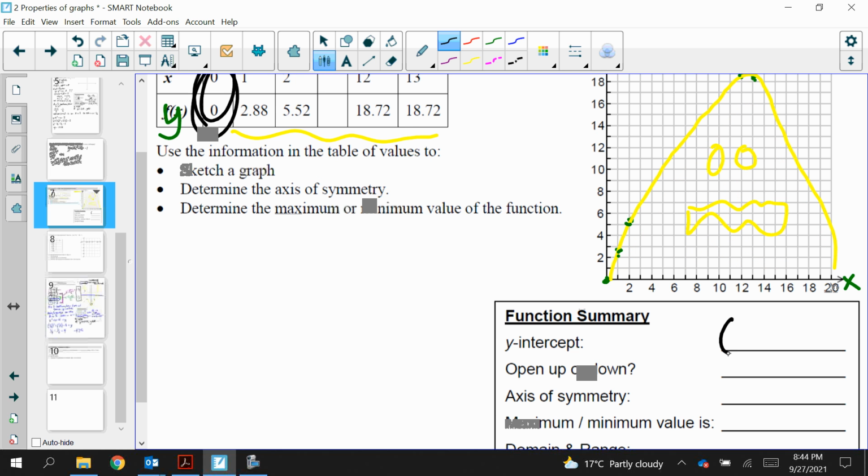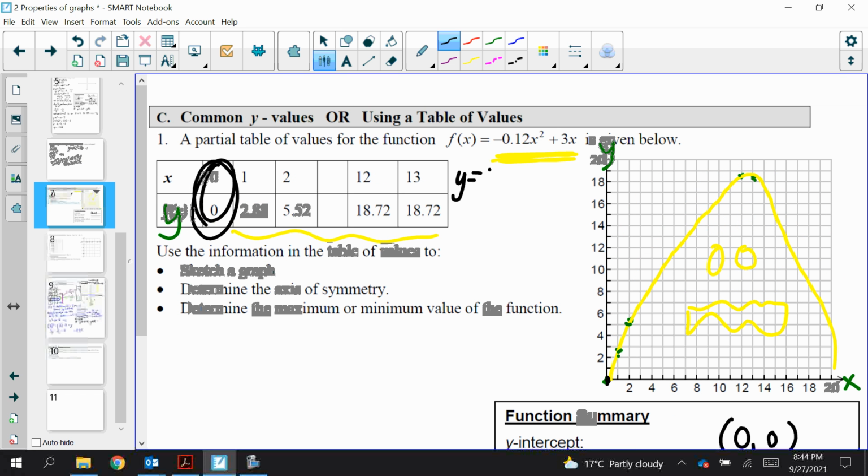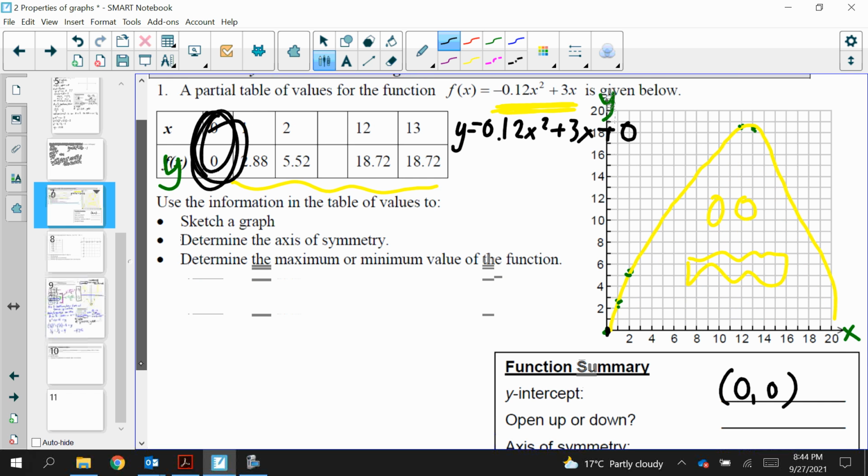So our y-intercept, where it crosses our y-axis, is this point right here. We could also figure that out from the equation, because right now it's y equals 0.12x squared plus 3x. So our c value is actually equal to 0, because it doesn't show us anything, so it's plus 0. Remember that our c value is our y-intercept. So plus 0 is the c value, so our y-intercept is at (0, 0). But again, we're also given that in our table of values.